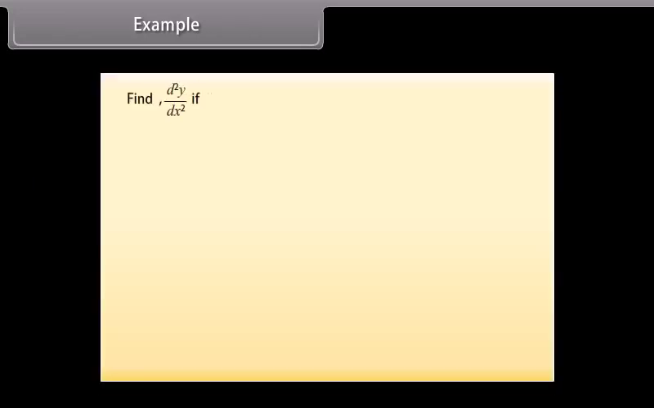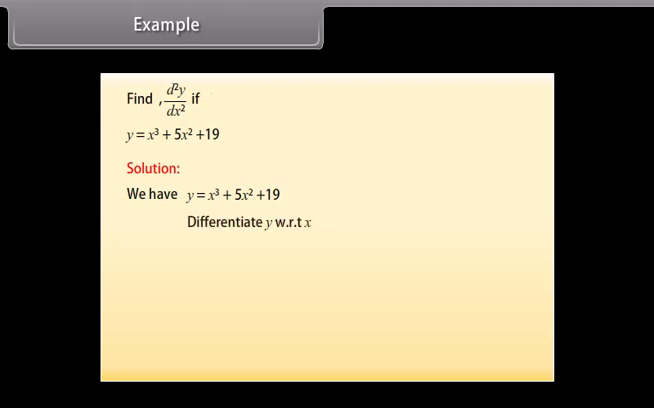Example. Find d2y by dx square if y is equal to x cube plus 5x square plus 19. Solution. We have y is equal to x cube plus 5x square plus 19. Differentiate y with respect to x. Dy by dx is equal to 3x square plus 10x. Differentiate dy by dx with respect to x. D2y by dx square is equal to 6x plus 10.